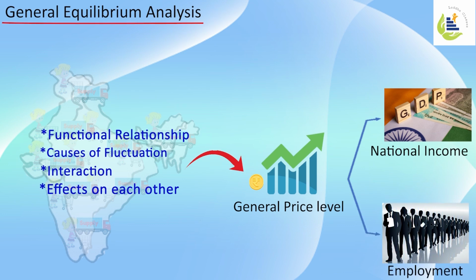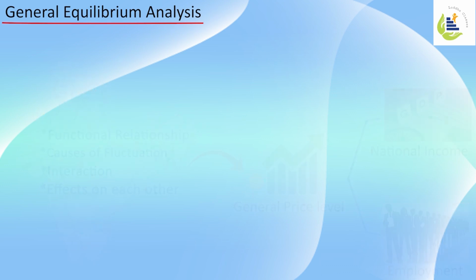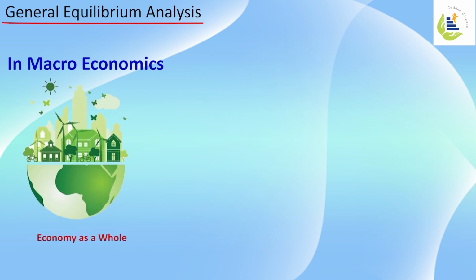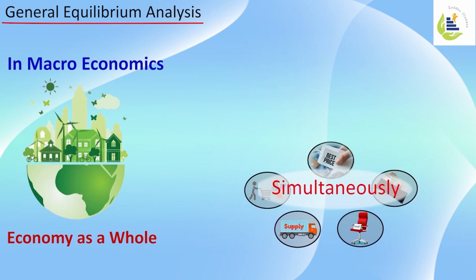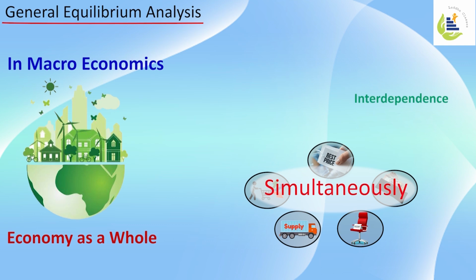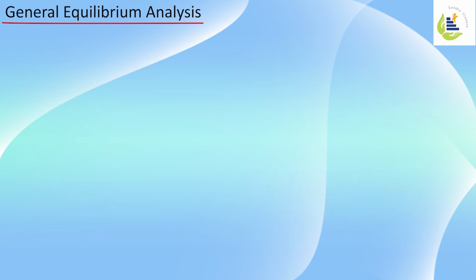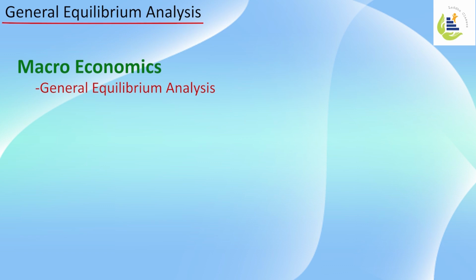So we try to understand one variable in macroeconomics, but it is to be studied in the context of the overall economy as one whole. It's not just one variable; most of the variables are studied simultaneously, and their interdependence and functional relationships are studied. So, in a nutshell, another feature of macroeconomics is that it's a general equilibrium analysis.